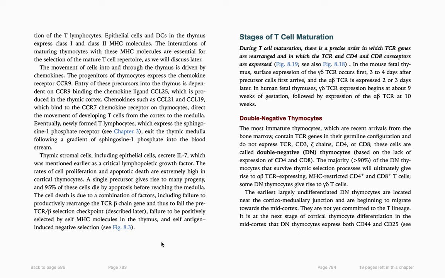During T cell maturation, there is a precise order in which T cell genes are rearranged and in which the T cell receptor and CD4, CD8 co-receptors are expressed. In mouse fetal thymus, surface expression of gamma delta T cell receptor occurs first, 3 to 4 weeks after precursor cells first arrive, and alpha beta is expressed 2 to 3 days later. In human fetal thymus, gamma delta T cell receptor expression begins at about 9 weeks of gestation, followed by expression of alpha beta T cell receptors at 10 weeks.